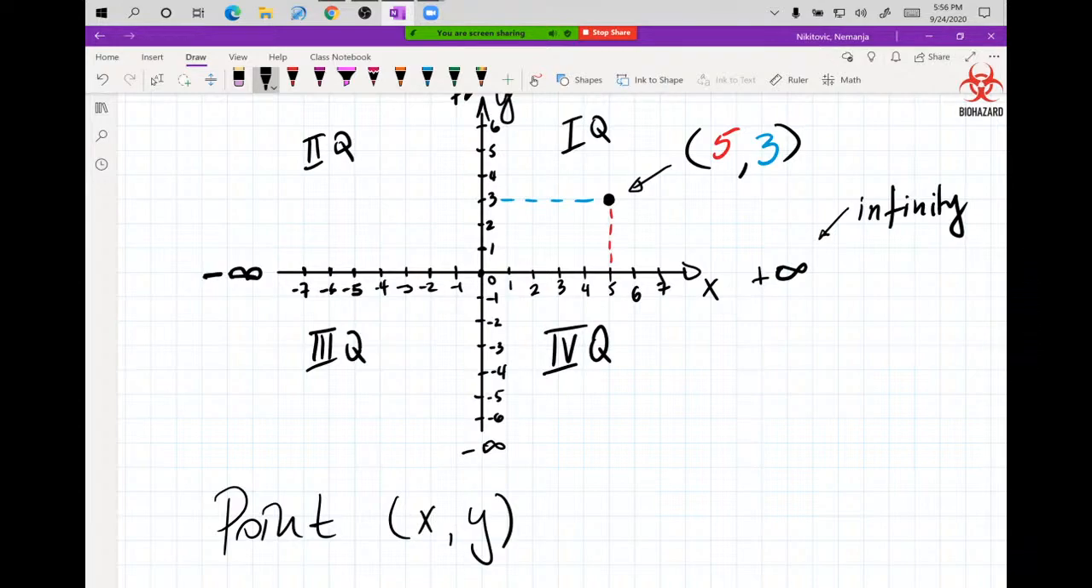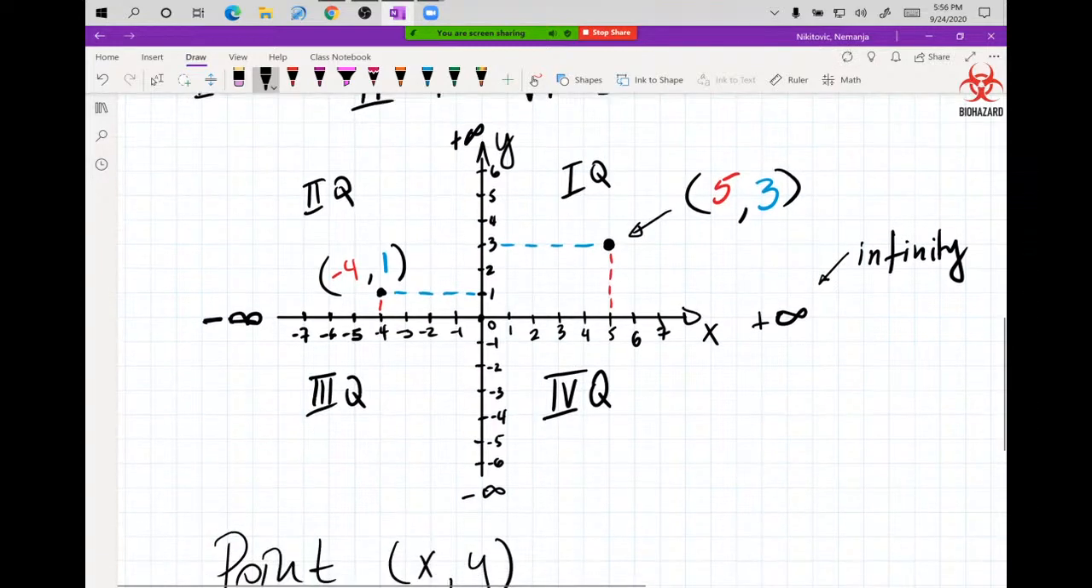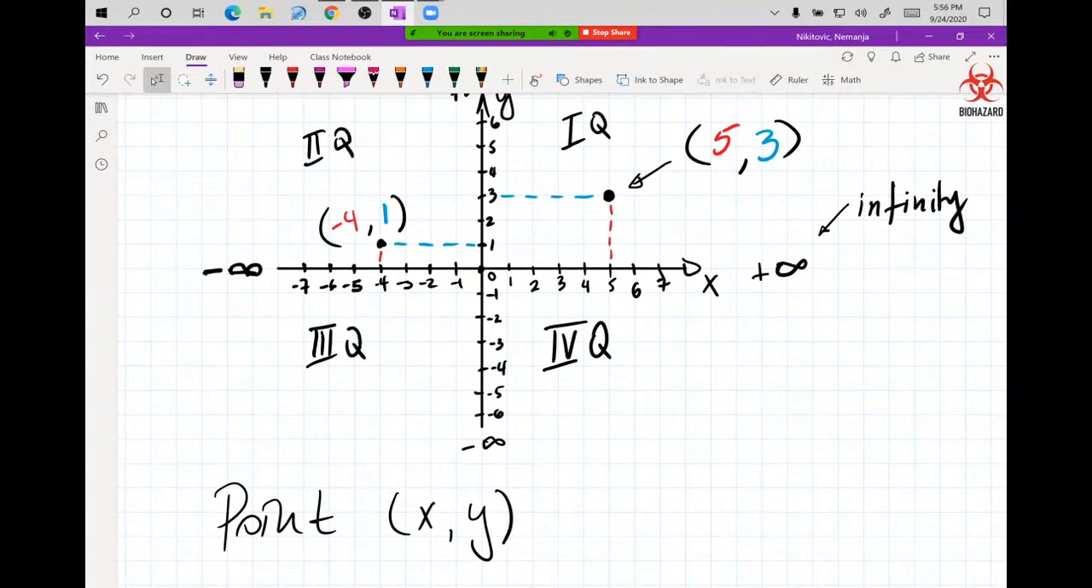You can also have a negative value, right? Let's say you have this point here. That one is going to have negative 4 as x and positive 1 as y. So we'll call this negative 4 on x. Always list x first. And then we have positive 1 on this one. And we have our location.